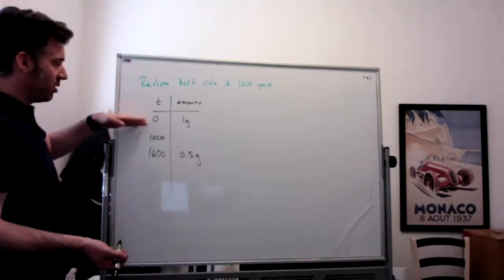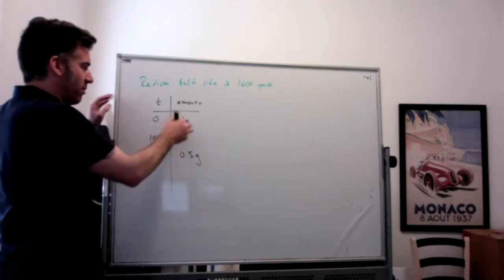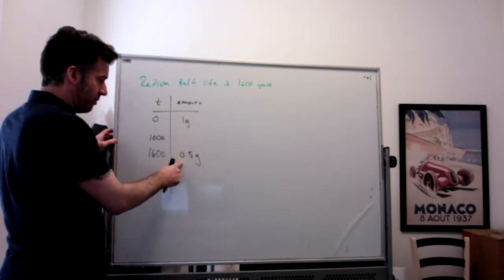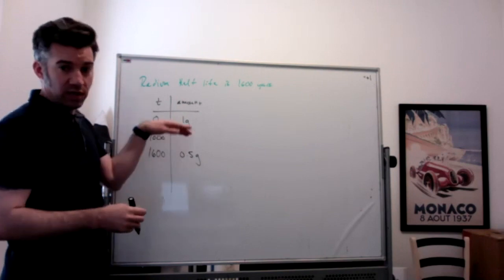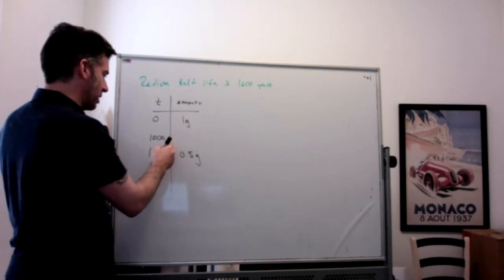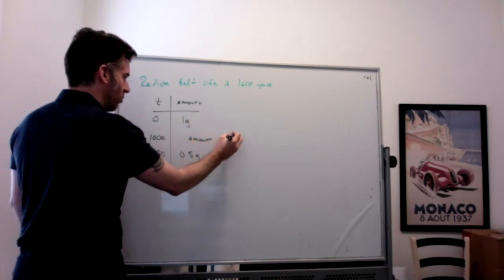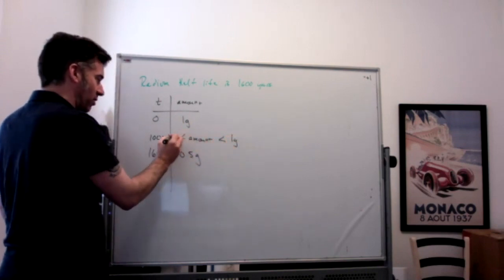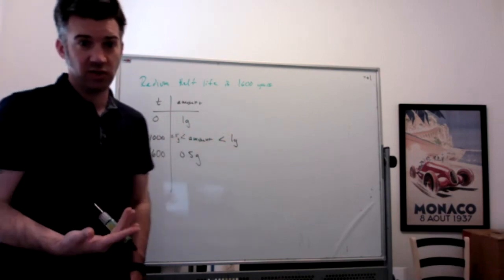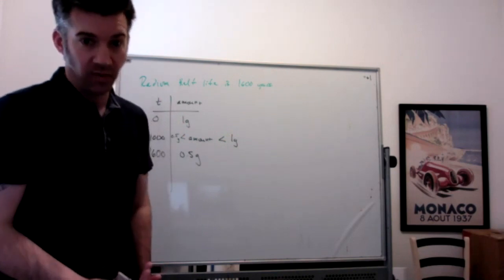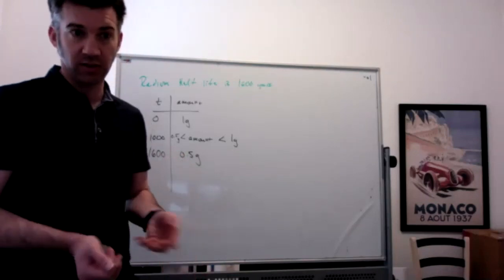Because as time goes on, the amount of radioactive isotope decreases. So we start at 1 gram, we have less down to half a gram. So between year 0 and year 1600, you have between 1 gram and half a gram. So certainly at year 1000, the amount is less than 1 gram, but it's definitely greater than half a gram. So I believe the answer to that question is yes. We're going to have more than half a gram of radium after 1,000 years.